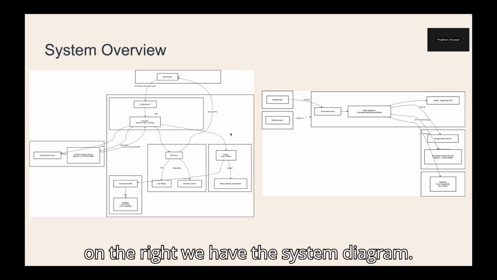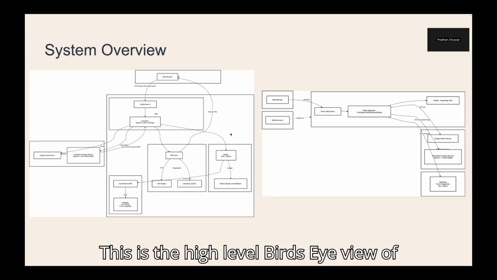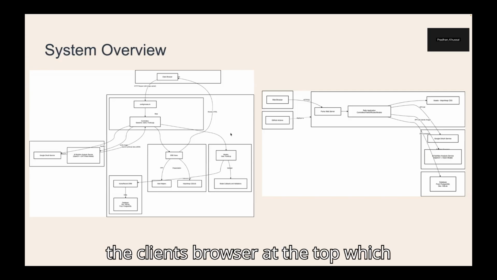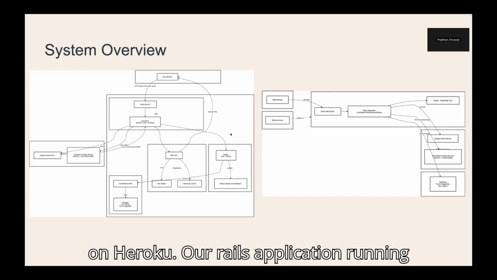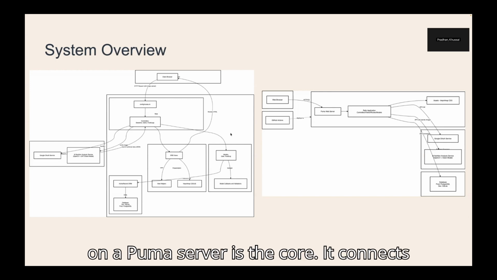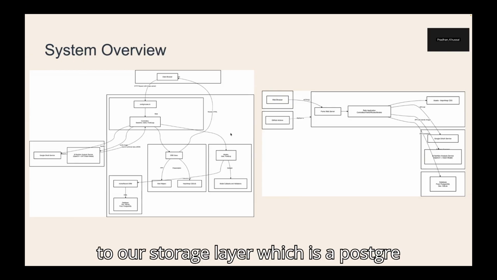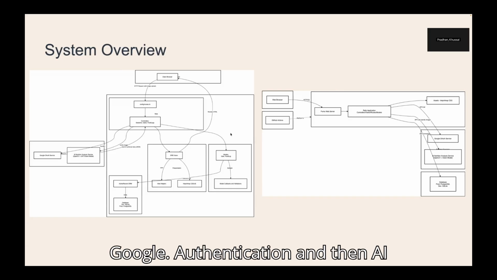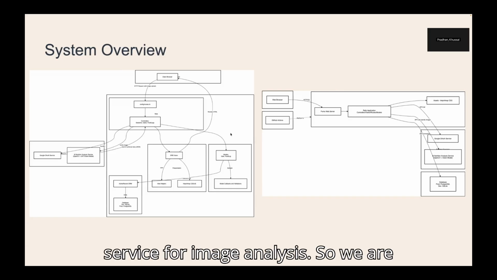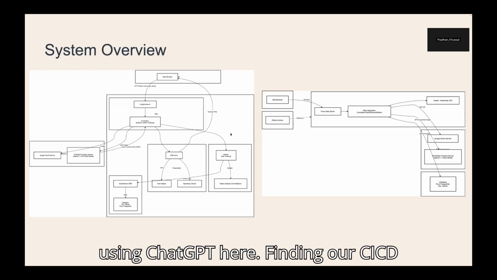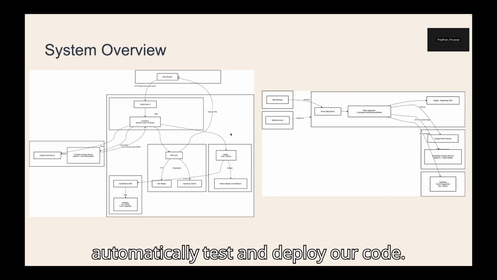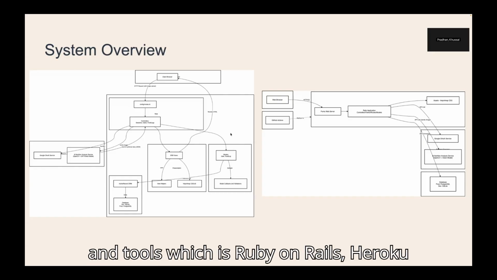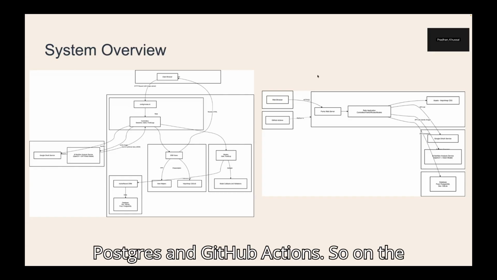On the right, we have the system diagram. This is the high-level bird's-eye view of our entire infrastructure. You can see the client's browser at the top, which makes requests to our hosting environment on Heroku. Our Rails application running on a Puma server is the core. It connects to our storage layer, which is a PostgreSQL database. The app also connects to external services for key features: Google for authentication and an AI service for image and ML analysis. We are using ChatGPT here. Finally, our CI/CD pipeline uses GitHub Actions to automatically test and deploy our code. This diagram covers our main frameworks and tools: Ruby on Rails, Heroku, Postgres, and GitHub Actions.